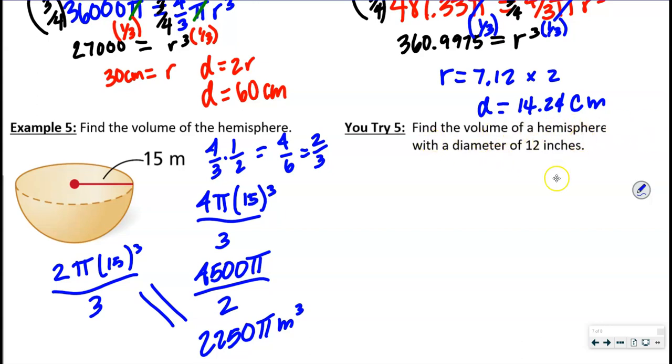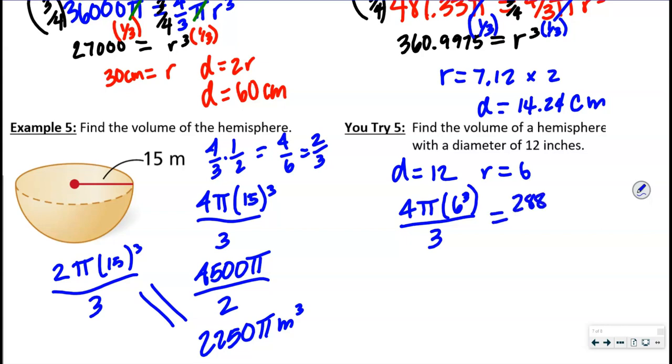This is again a hemisphere. You better notice that. Now this time it says you have a diameter though. So what is the radius? Yes. So if the diameter is equal to 12, then the radius is equal to 6. Okay. So this one I'm going to do like I said the other one. I'm going to do 4 times pi times 6 cubed divided by 3. Okay? So when I did that, I got 288 pi. Then I'm just going to divide that by 2. So my answer is going to be 144 pi. Again, inches cubed. That's it, guys.